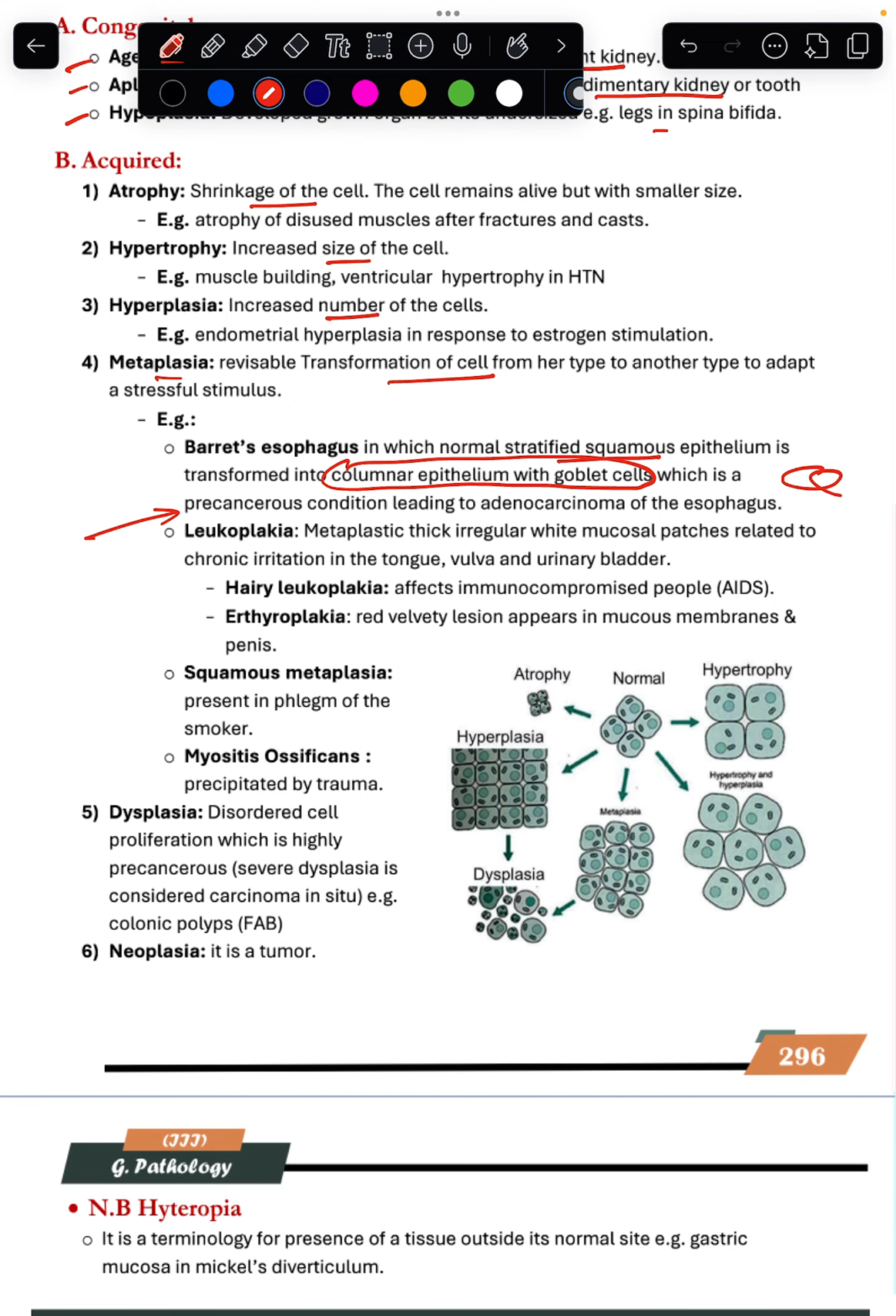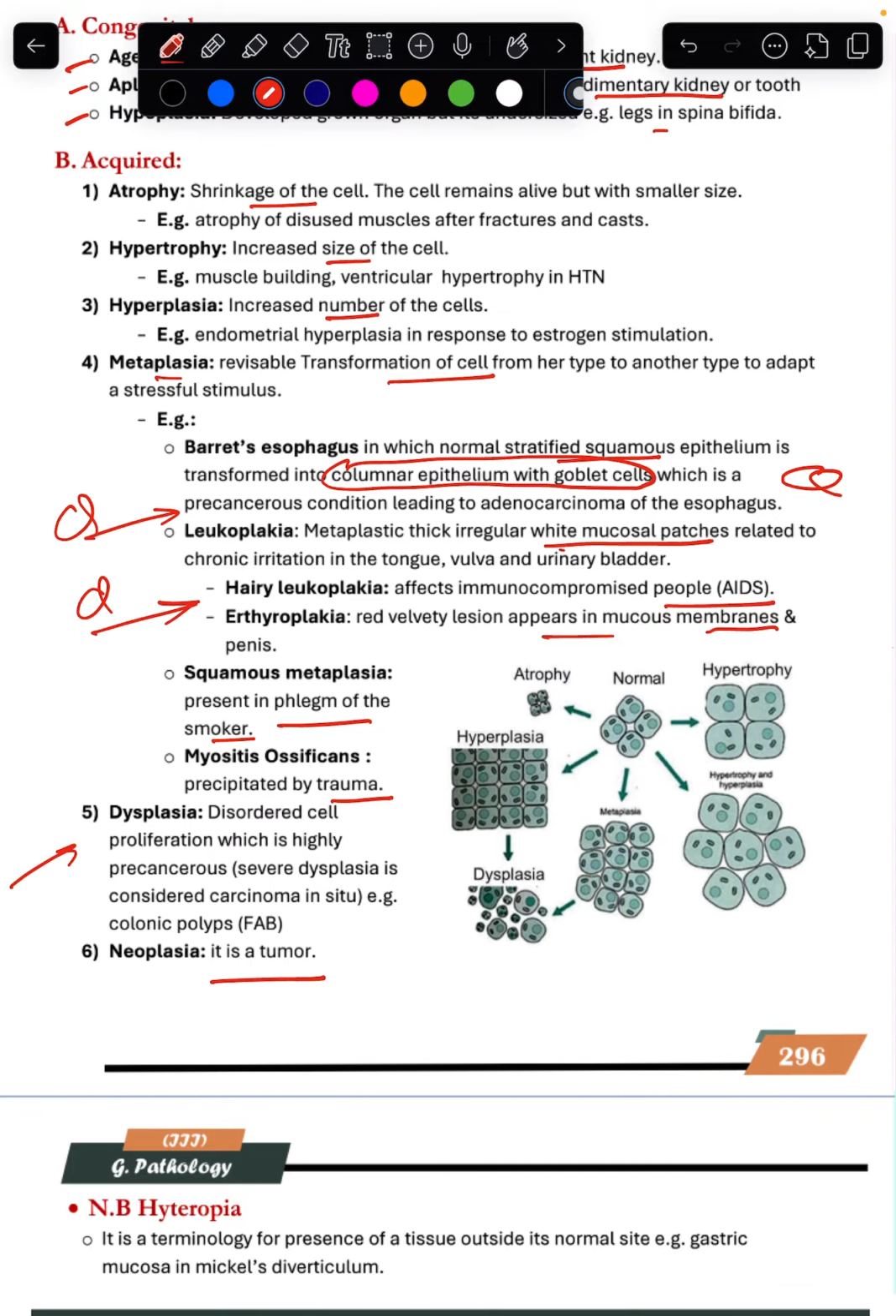Precancerous, leading to esophagus, leukoplakia, white patch. Hairy leukoplakia affects the immunocompromised, AIDS. Erythroplakia, squamous metaplasia and leukoplakia in the smokers. So atrophy, metaplasia, trauma, dysplasia, disorder, cell death, and precancerous.